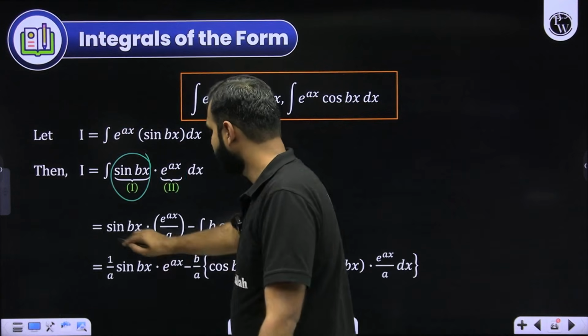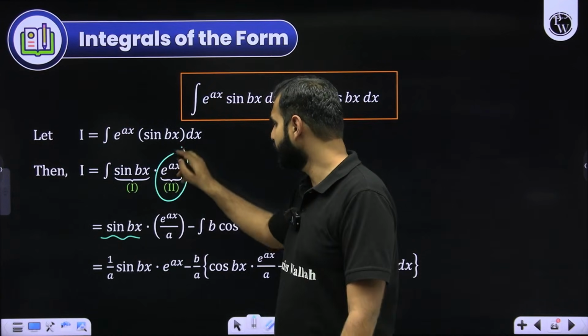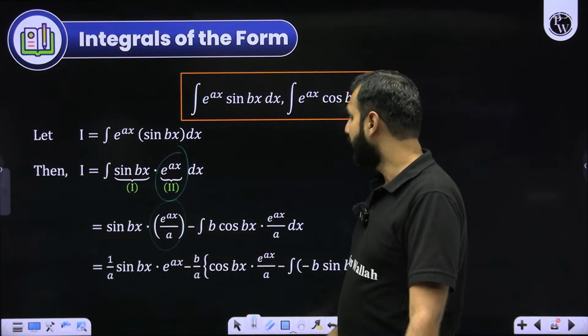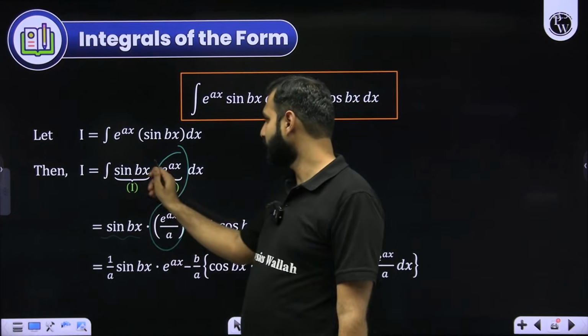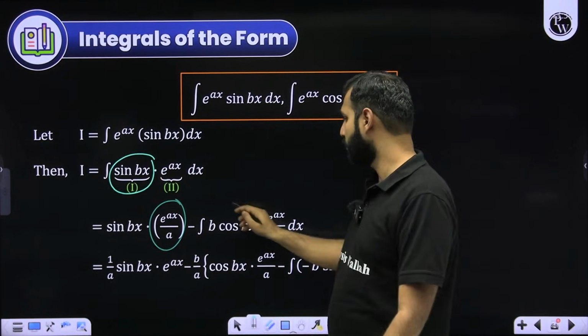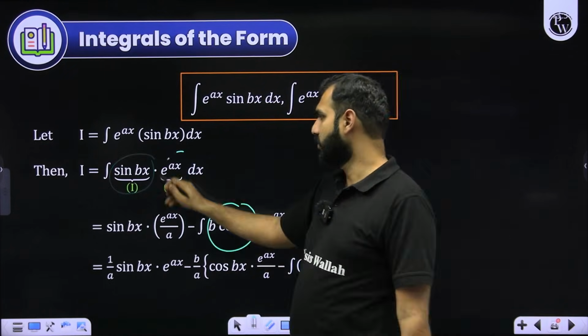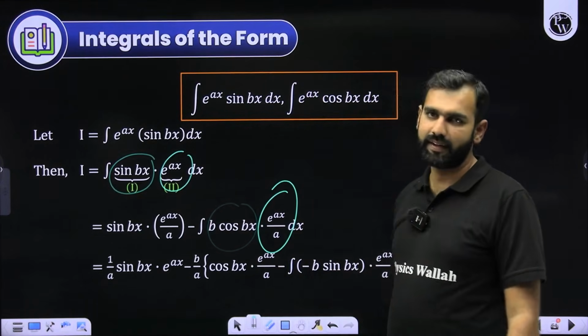See, first function as it is, integration of second will be e to the power ax upon a, minus integration of derivative of first. So sin bx, when differentiated, gives you b cos bx, and integration of second means what? e to the power ax by a.